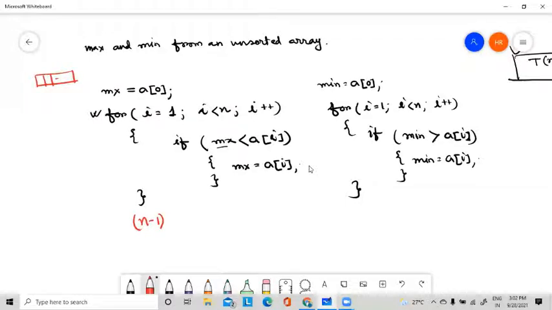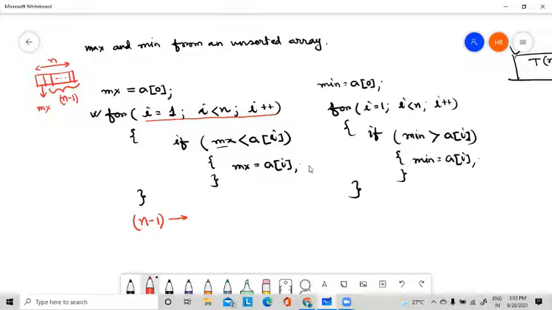Please answer me. I have already considered this one as maximum. So if there are n elements, then I have already considered the first one as the maximum or minimum. Then how many comparisons do I have to perform? I have to perform n minus 1 comparisons because I have to compare this with the rest. So how many times will this loop run? It will run n minus 1 times. Clear?